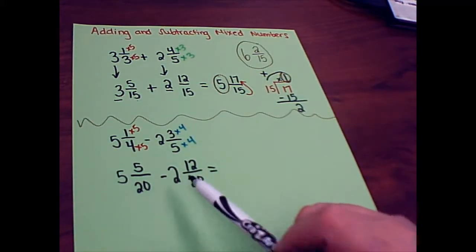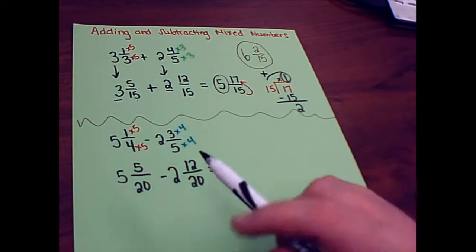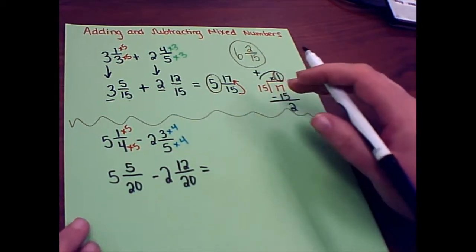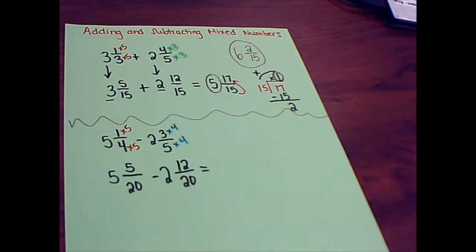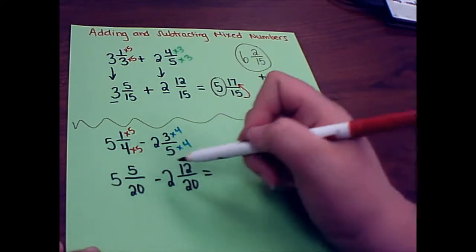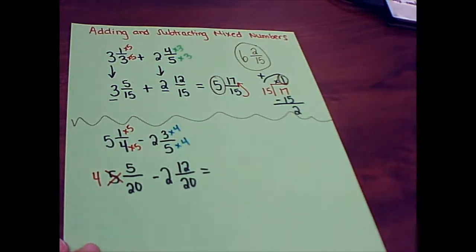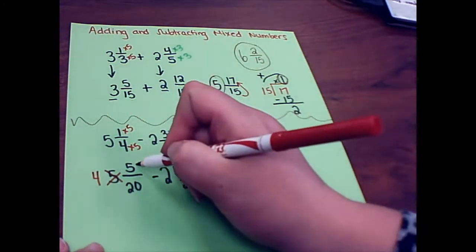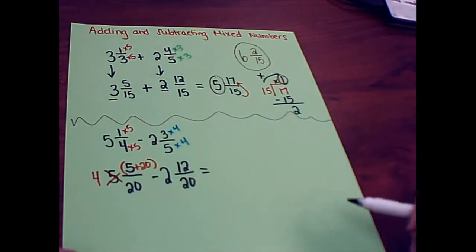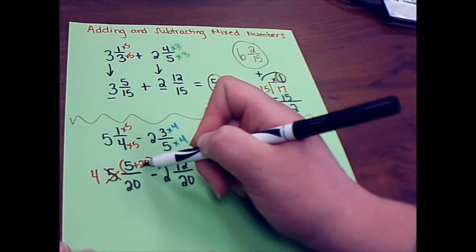So when I look, I've gotten my denominators the same. So I can go ahead and subtract across. But when I look here, I notice that I can't take 12 from 5. That won't work. So I have to borrow from this whole number. I cannot take 12 from 5. So this 5 becomes a 4. And I take whatever my denominator is, and I add it to my numerator. So I borrowed from the whole number. I took the denominator and added it to my numerator.